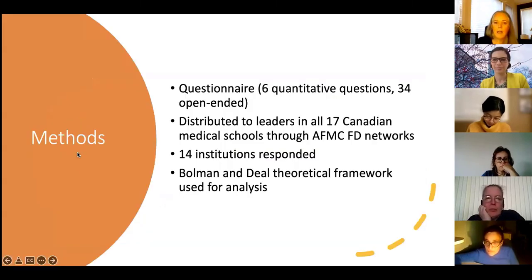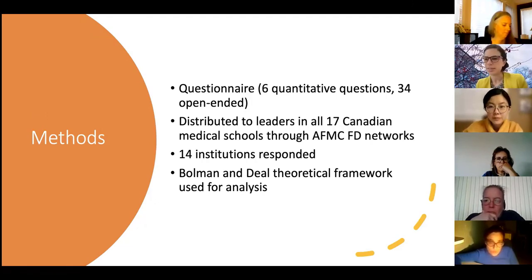So we spent a lot of time discussing the frames, and we use these frames to craft the questions on our survey. And Claudiana is going to now talk a little bit more about the methods we used in conducting our research. Thank you. So we did use a questionnaire that was structured around those four frames and organized with that lens. The questionnaire had 6 quantitative questions and yes, 34.